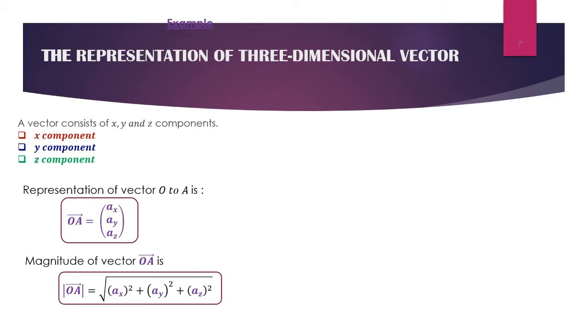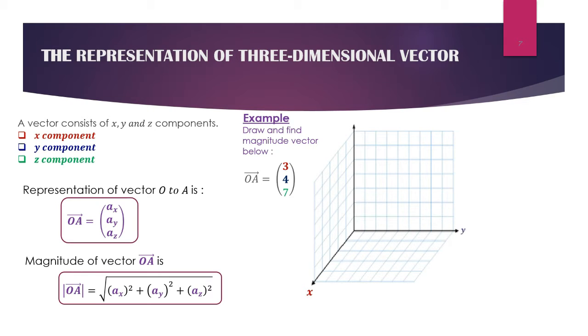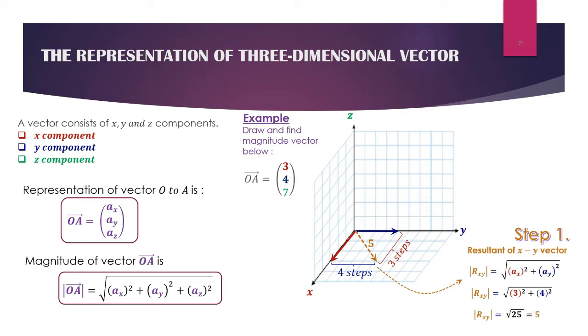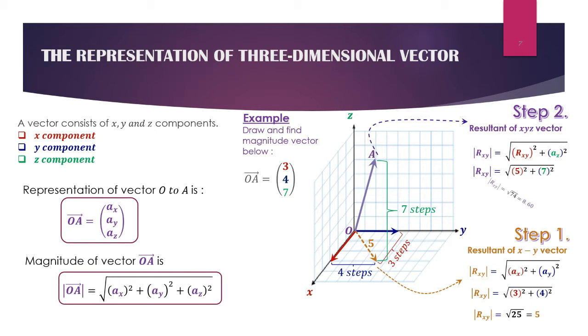For example, draw and find the magnitude of vector OA below. Vector OA is 3, 4, 7. Okay, look at the diagram, three dimensions. First, we have to construct the vector x and y components. Okay, we got 3 steps and 4 steps, and the resultant of x, y is 5. Look at step 1. The resultant is root of 25. We got 5. The next step is to combine the resultant of the xy vector with the z vector. We got step 2. The blue vector OA, the resultant of x, y, and z is 8.60. Very clear, right?